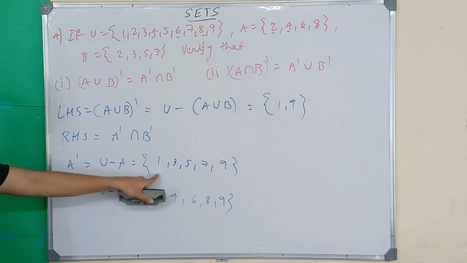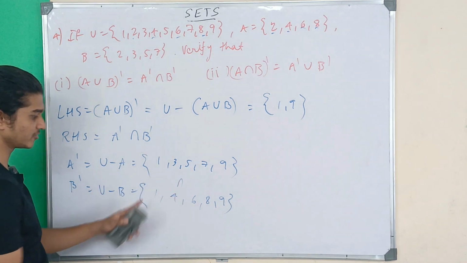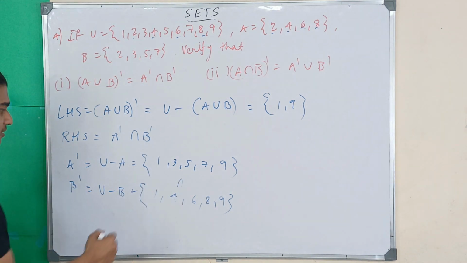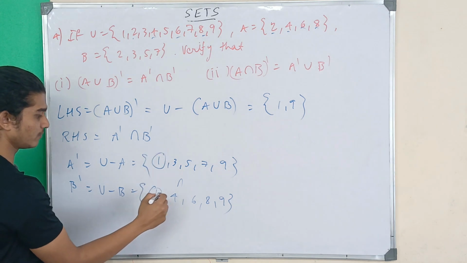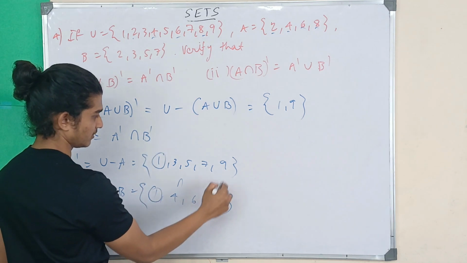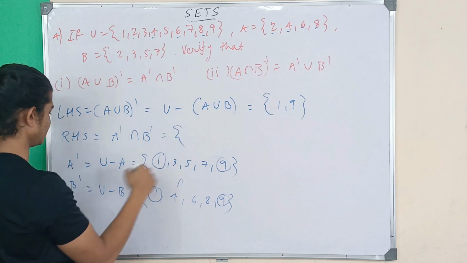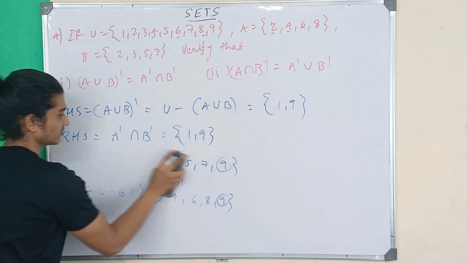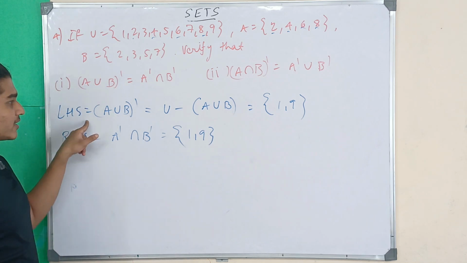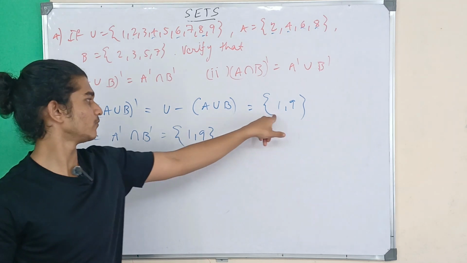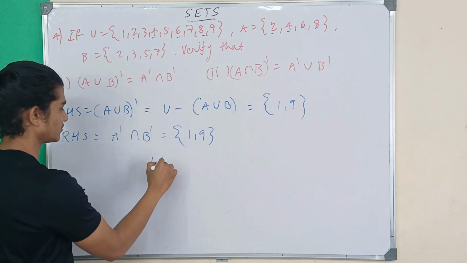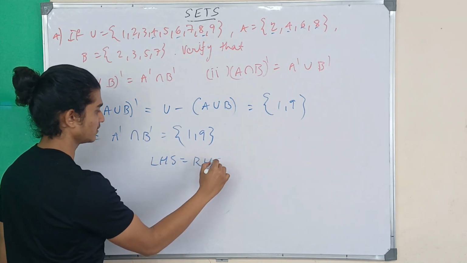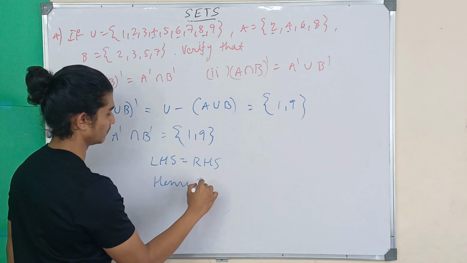Now we have to take the intersection between these two, the common elements. So what are the common elements? 1 is common, and what else? 9 is common. So the answer for this is 1, 9. This is our RHS. Now is LHS equal to RHS? Yes, 1, 9, 1, 9. So we can say LHS equals RHS, hence proved.